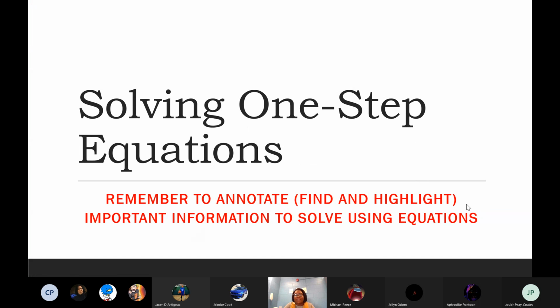about solving one-step equations. We'll want to remember that we want to annotate, that means to find and highlight important information that's going to help us to solve equations. So of course, I've never left you alone. I'm going to model my thinking with you today. We're going to work on a lot of guided practice examples today, and we're going to make sure that you are built with fireproof material so that you are prepared for your independent practice and your test.